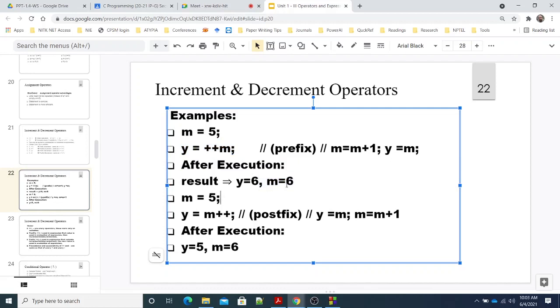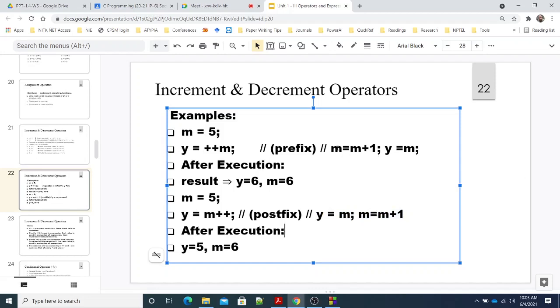Okay, now we rewind to the initial situation. We are setting m is equal to 5 again and applying y is equal to m plus plus. Here I applied pre-increment, here I applied post-increment, and there is a small difference. If I expand this, the effect of this will be expressed using two statements. First, y is equal to m is going to take place, and then m is equal to m plus 1 is going to take place.